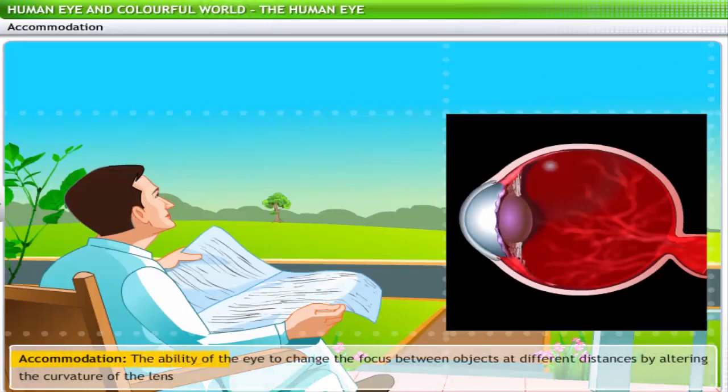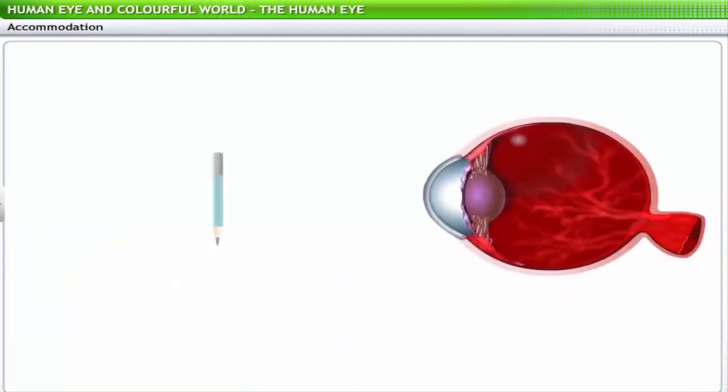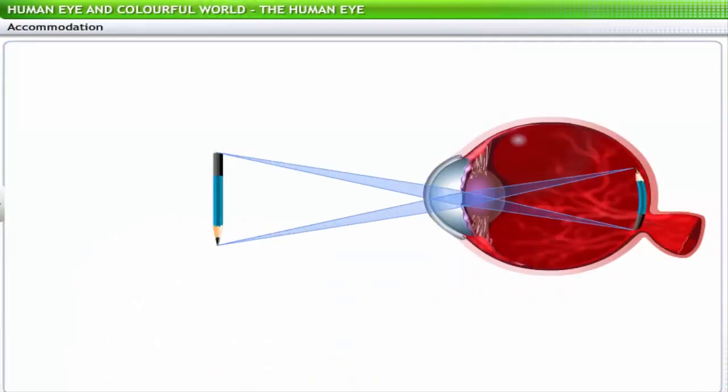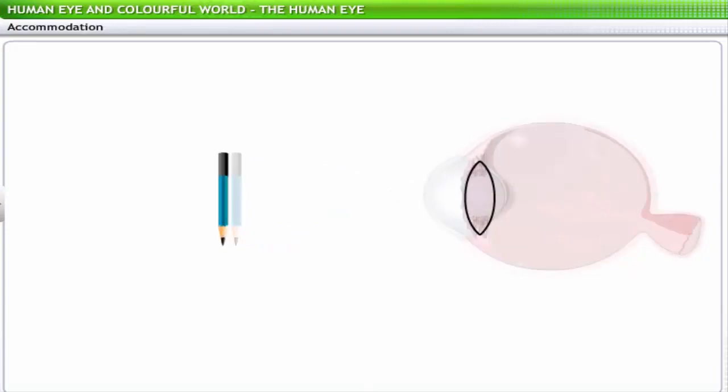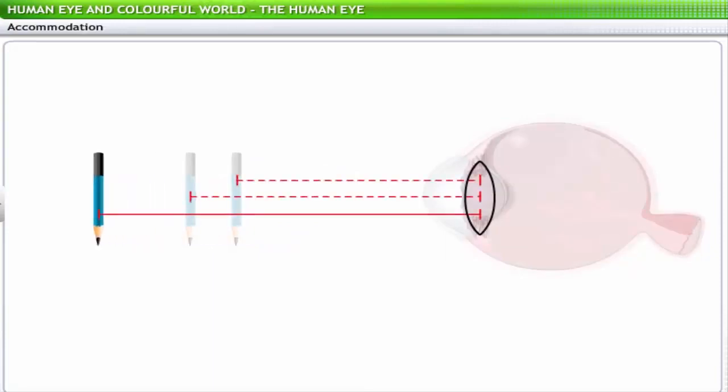This ability of the eye to change focus for objects at different distances by altering the curvature of the lens is called accommodation. For an object to be seen clearly, the image must be formed on the retina. The distance between the lens and the retina is fixed. So, how do you think the eye is able to focus on objects at different distances?